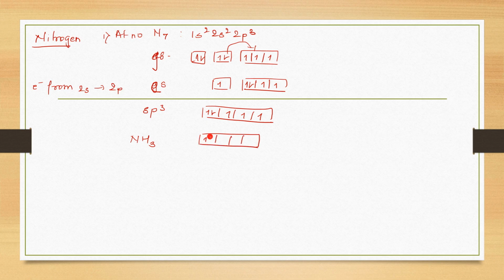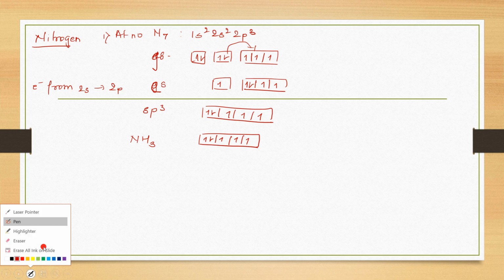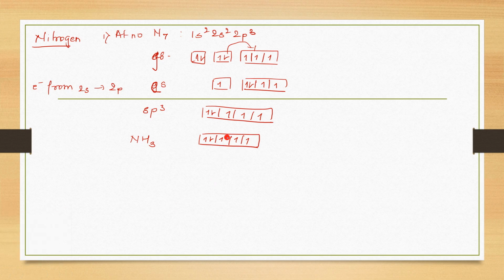Okay, now this lone pair will remain as it is, right? And now where is the hydrogen? Hydrogen is coming with the single electron, yes or no? So this single electron in blue is the hydrogen electron, okay? So this is NH3 formation. Next step is the geometry.